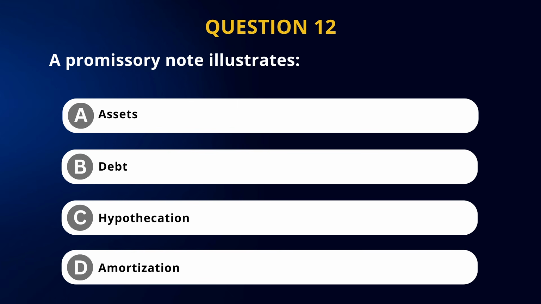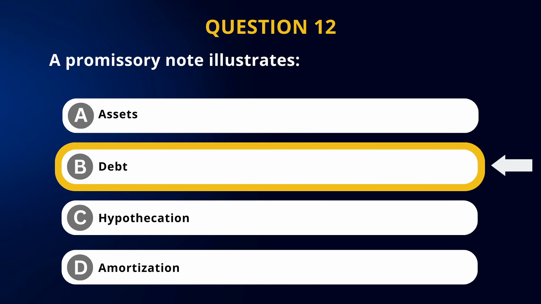Question number 12. A promissory note illustrates letter A, assets. Letter B, debt. Letter C, hypothecation. Letter D, amortization. A promissory note illustrates. And the answer is letter B, debt. All right, so the promissory note is the debt instrument. So that's what they call it many times.